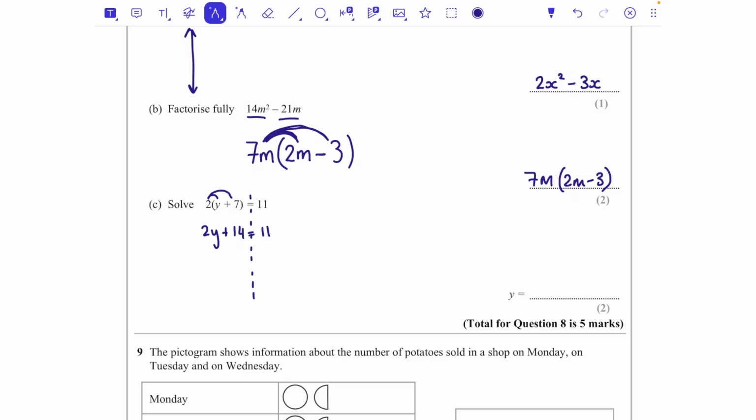Now I know that 2 lots of some number add on 14 equals 11. So we're now going to work backwards. I'm going to take 14 away from both sides. So 2y equals negative 3. Really important, if you're starting on 11 and you're taking away 14, you're going into the negative. So that's minus 3 there. So 2 lots of y is minus 3. And if we just want to know what y is, we'll need to just divide that value by 2. So y is negative 1.5. Minus 1.5 is your answer there for 2 marks.